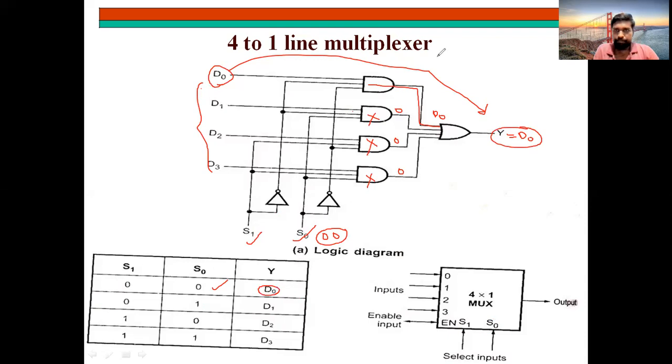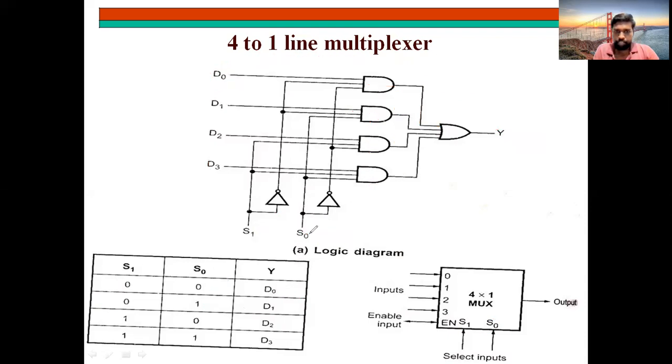Like that, for the second combination 0, 1, that means S0 is 0 and S1 is 1, this one will be activated and these 3 will be disconnected, so that you will have 0 here, 0 here, 0 here, and here you will get 1, that is D1. Then D1 plus 0 plus 0, you will directly get D1 as it is.